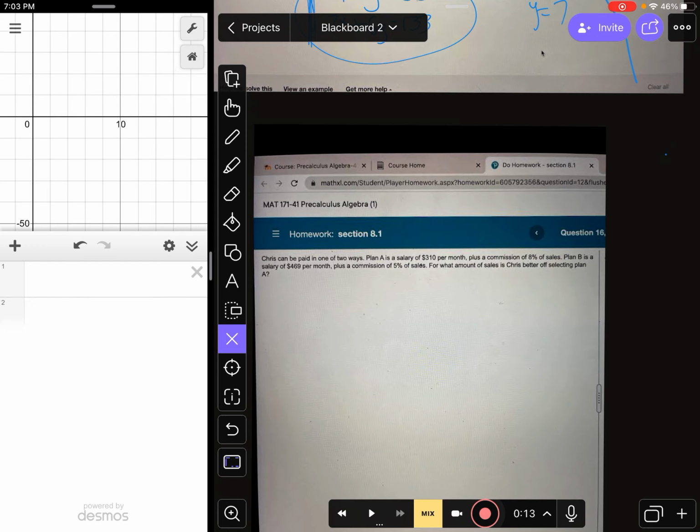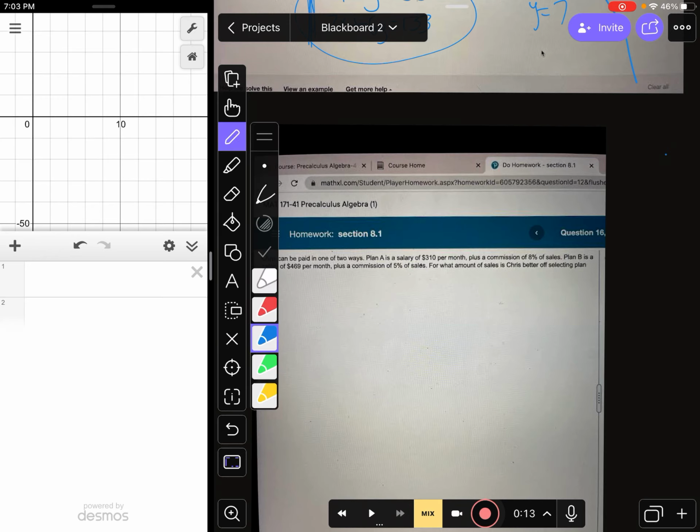Okay, so we're going to set up two equations. For plan A, he gets $310 per month plus a commission of 8% of sales. What that means is every month he gets $310 no matter how much he sells. If he sells nothing, he's going to get that $310. If he sells a ton of stuff, he's still going to get that $310. So that doesn't depend on how much he sells. He's going to get that every month.